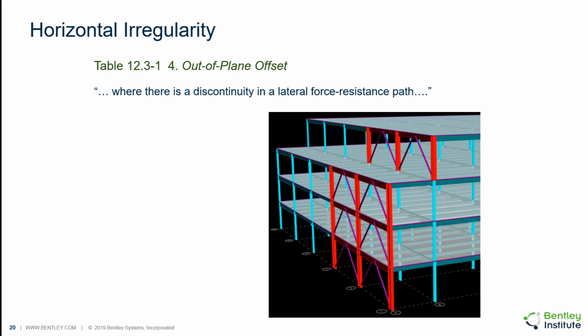An out-of-plane offset irregularity is defined to exist where there is a discontinuity in a lateral force resistance path that is out of the plane of the frame. That is, where the frames are offset, such as is illustrated. Another example of this is a transfer slab, where a wall sits directly on a slab, but doesn't continue directly below.